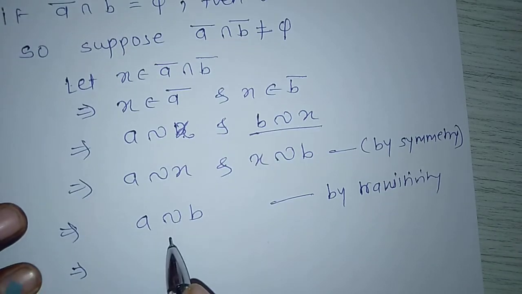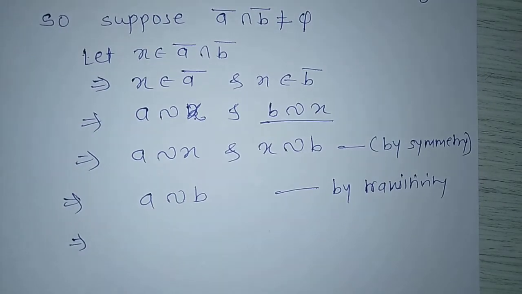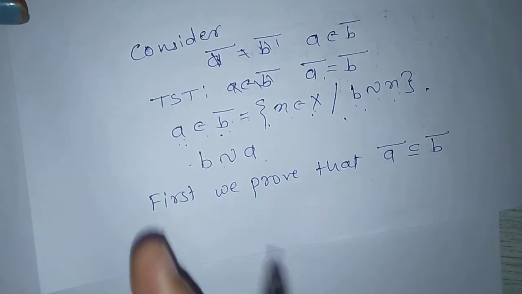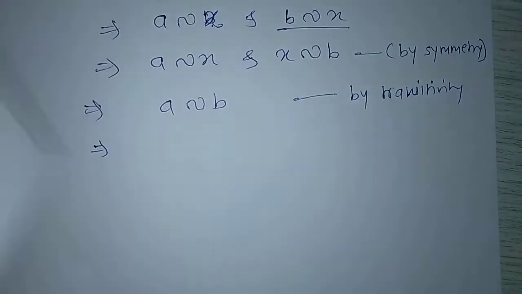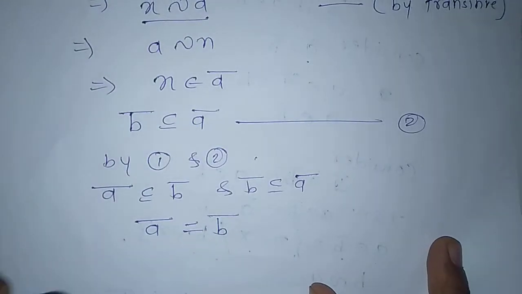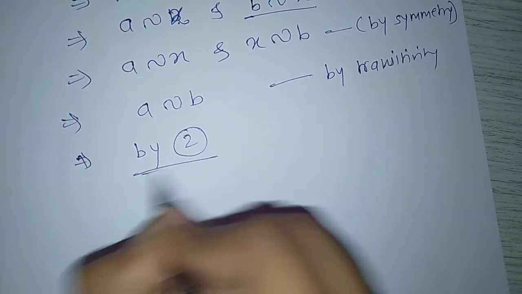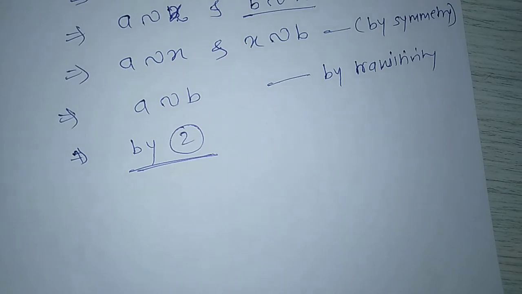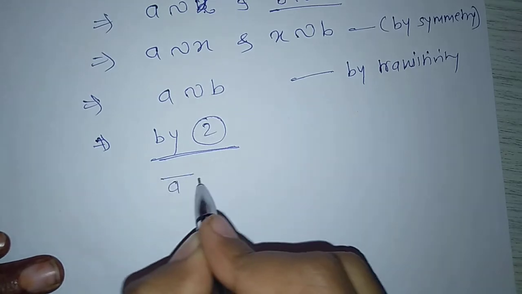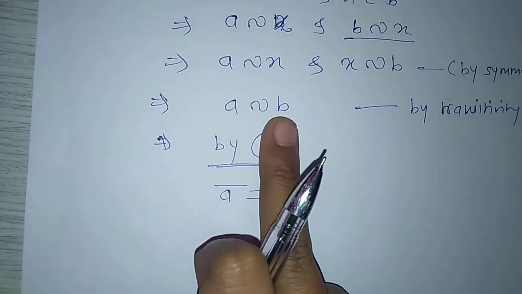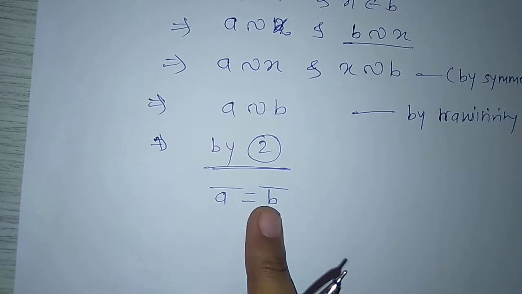A relates to B, and in the second we get B relates to A, meaning by symmetry A relates to B, and we showed that A bar equals B bar. That's why, by the second, we get A bar equals B bar. If you don't understand this, please see the proof of the second.